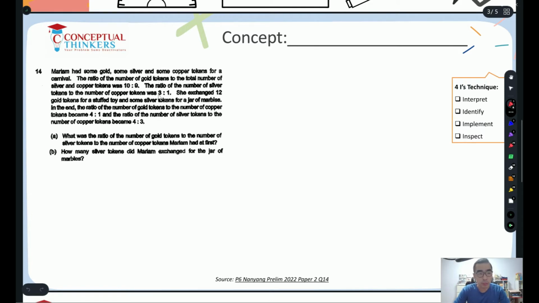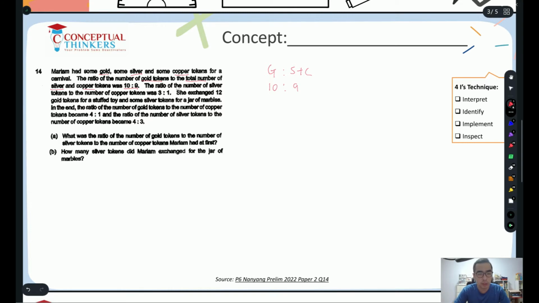Okay, so let's interpret the question. Mariam had some gold and some silver and some copper tokens for a carnival, so we have three different types of token. Now the ratio of gold tokens to the total number, be careful, is the total number of silver and copper tokens was 10:9. Let me write this down so that I can later identify what concept they're trying to test here. So we will have S plus C, so we have 10:9.